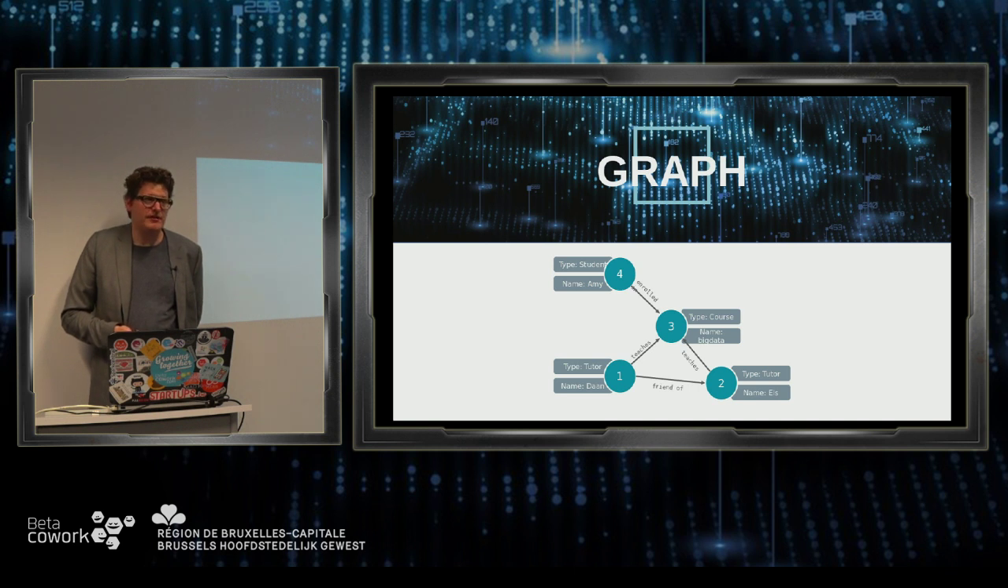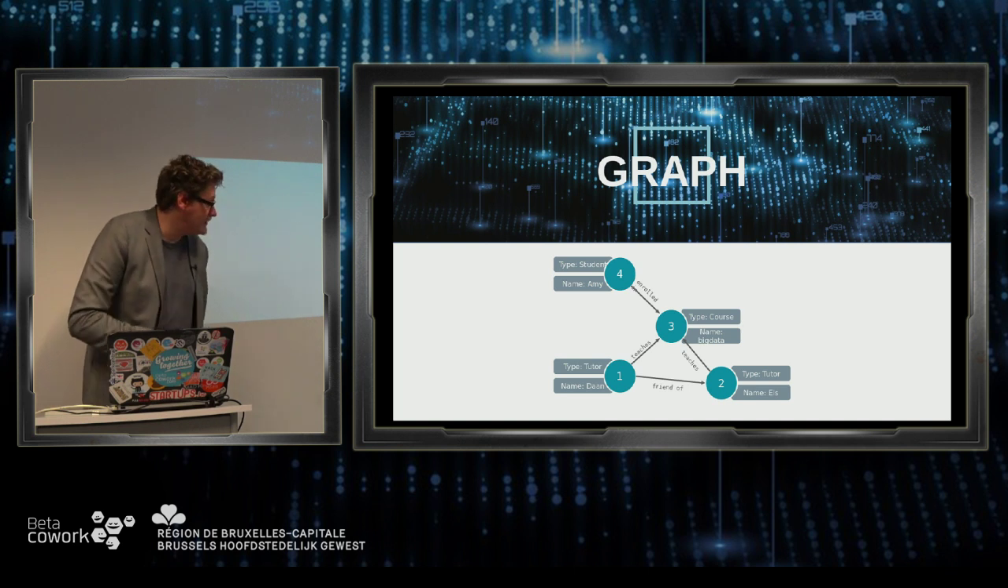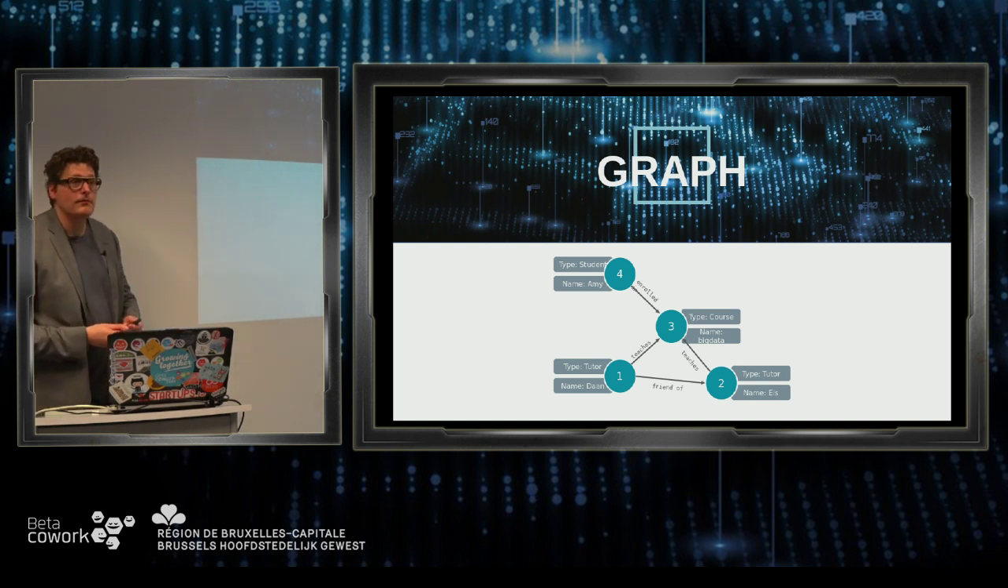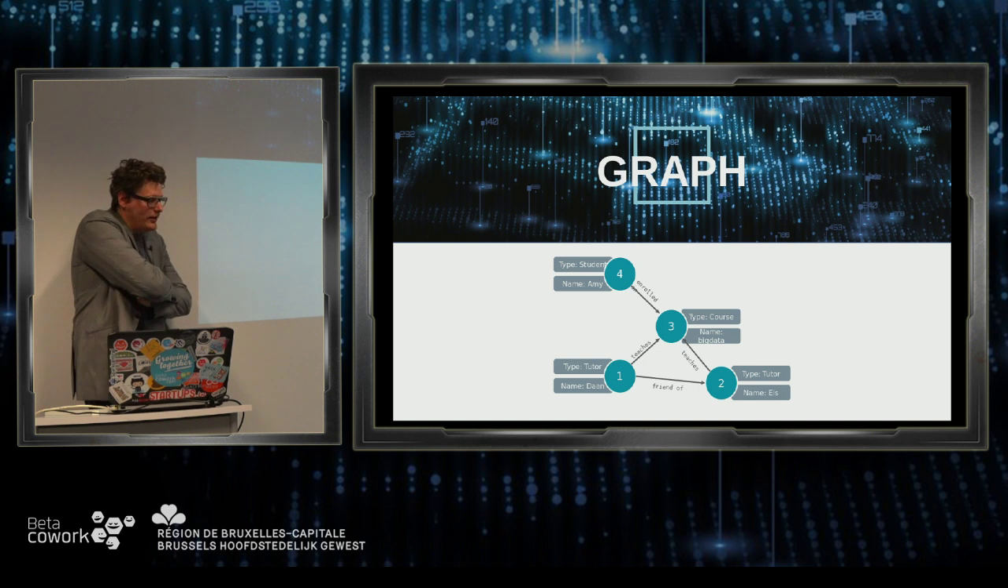I switched column stores with graph, or column family stores with graph stores, because graph stores are easier to understand. Column families are really, well, you need to get your head around it. But graph stores are pretty straightforward, because there are not that many types or concepts in there. You have a vertex and you have an edge, and you have properties, and that's it.